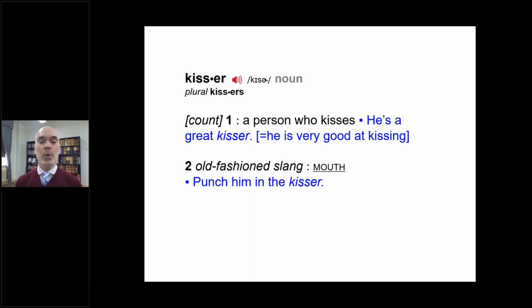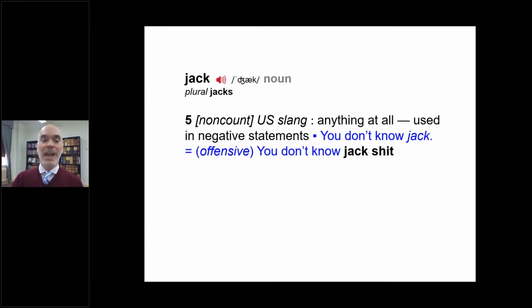Kisser, and this is an interesting word because this is a word that is old-fashioned. If you watch old movies, black and white movies from the 1930s and 40s, you'll see that sentence, punch him right in the kisser, meaning the mouth. And yet in modern English, contemporary English, it's transparent, kisser is one who kisses. So this is a word that has a different usage according to time and generation and not according just to manners. Jack. You don't know Jack. And again, this one gives you this offensive sense where it modifies an even more offensive term.